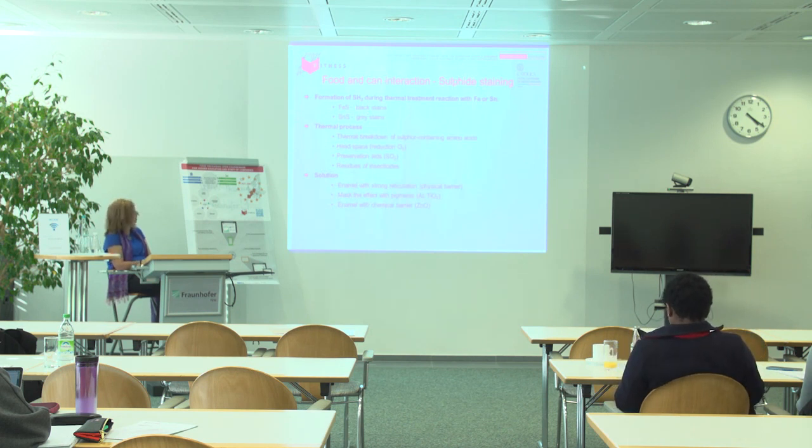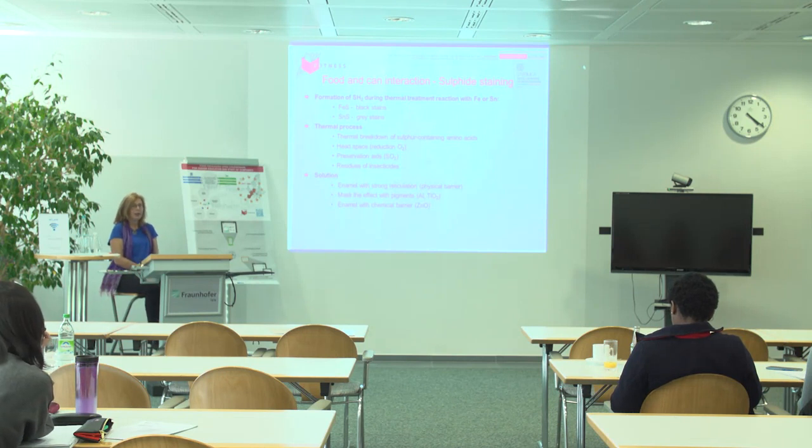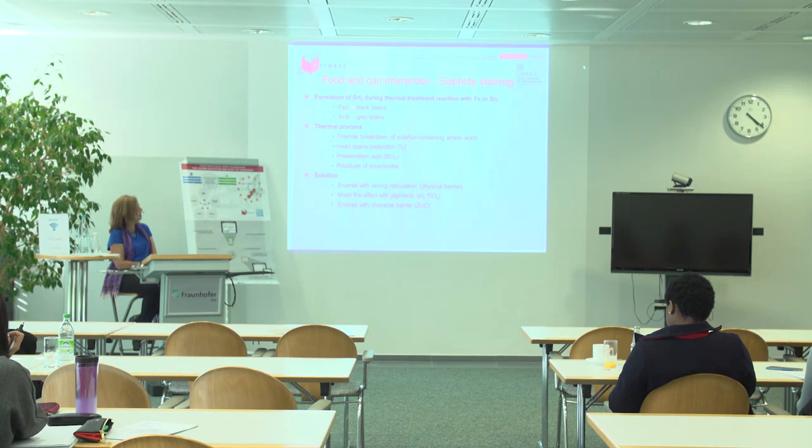In the sulfide staining reaction, as I said before, if I have in the composition of my food thioproteins, so proteins where sulfur is in the composition, and if I have a thermal processing that is not very well controlled, I may have the formation of these species during thermal treatment, and this can then be related with the iron, and there are some black stains formed in the metal, and we may have tin, and we have these gray stains formed inside the can.